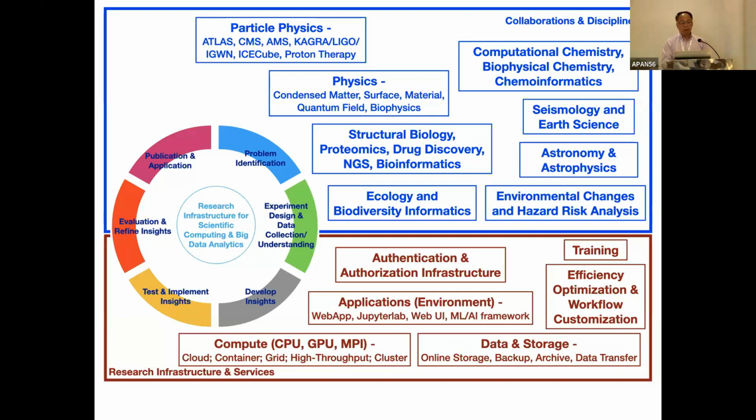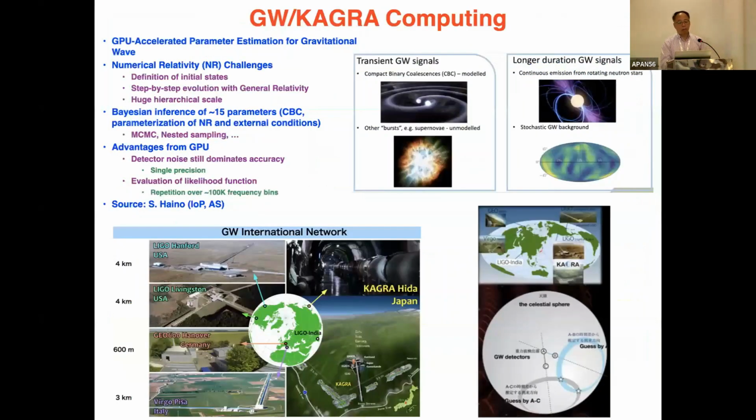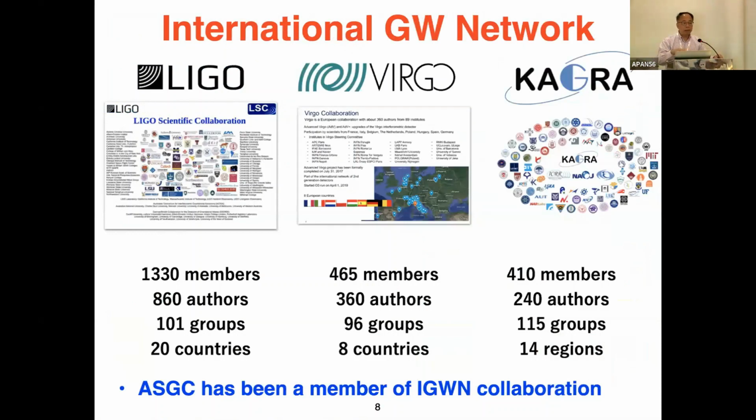Taiwan is part of the KAGRA and also LIGO experiments in gravitational wave research. So now the three primary gravitational wave experiments in the world are integrated based on the same computing infrastructure. They call it IGWN, the International Gravitational Wave Network. So now, because we are supporting the big data processing, we've been joined as one of the members of the IGWN collaboration.